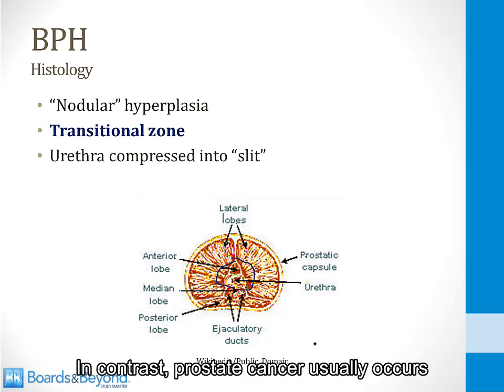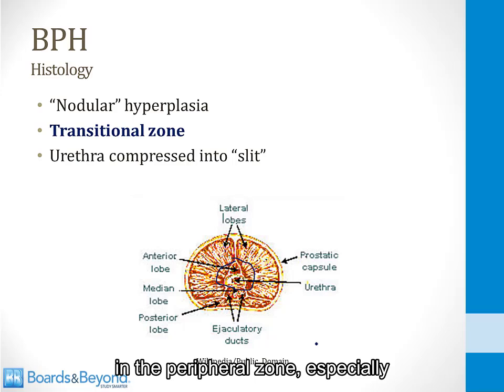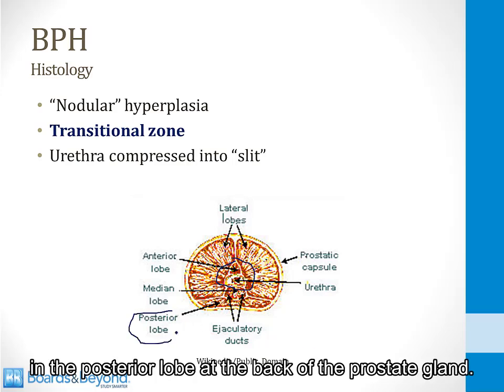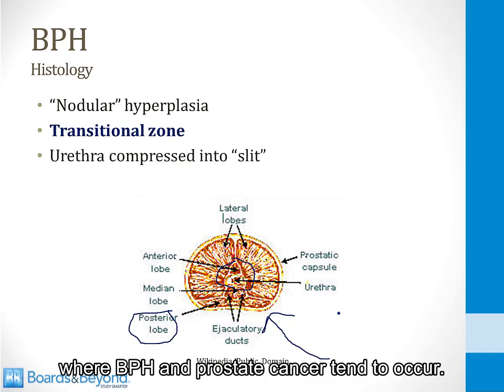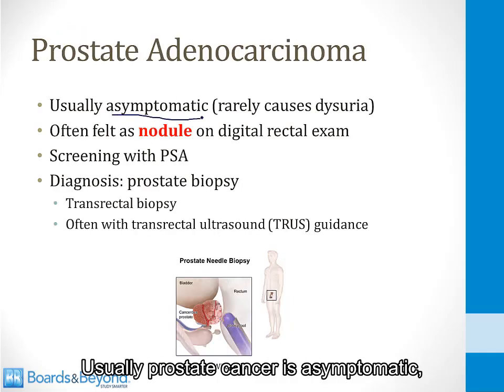In contrast, prostate cancer usually occurs in the peripheral zone, especially in the posterior lobe at the back of the prostate gland. And it's very high yield for you to know the different anatomic locations where BPH and prostate cancer tend to occur. Usually prostate cancer is asymptomatic.